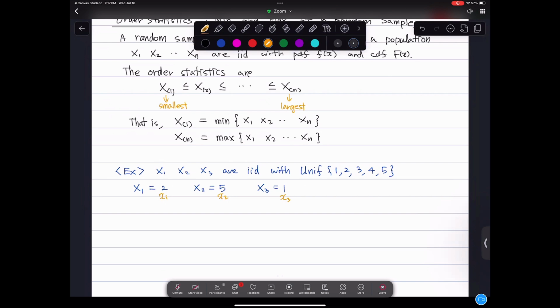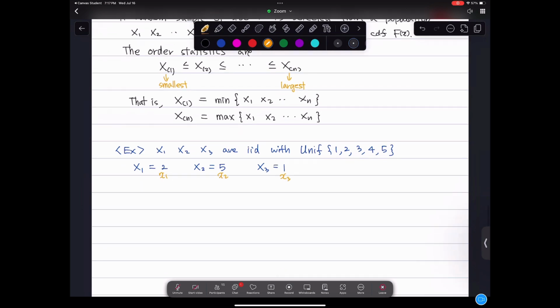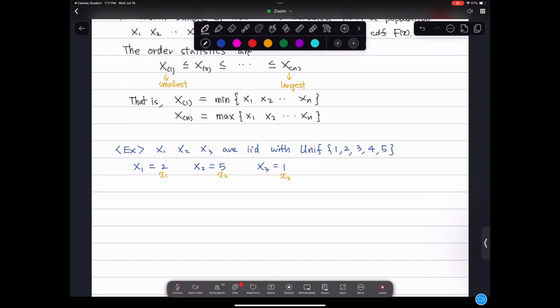So order statistic means of the 3, the smallest value of the 3, which happens to be 1. So your first order statistic, that's going to be 1. And your second smallest number, that's going to be 2. And the third, in this case, the largest of the 3, that's going to be 5. So you have them, the smallest and the second smallest and the third, one by one. So that's called order statistics. Are you with me so far?